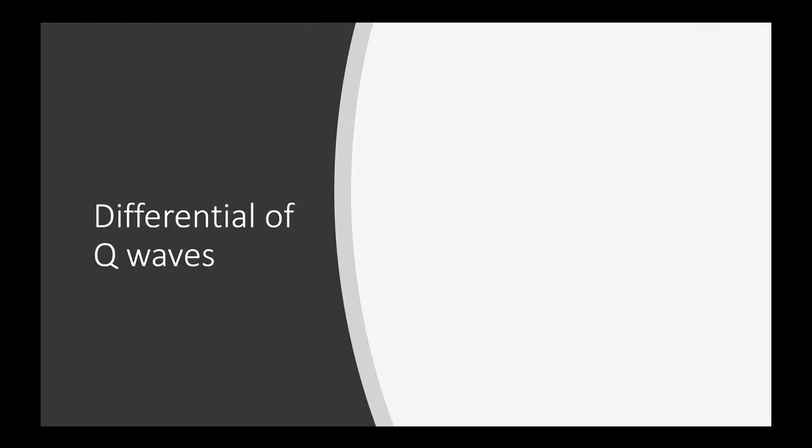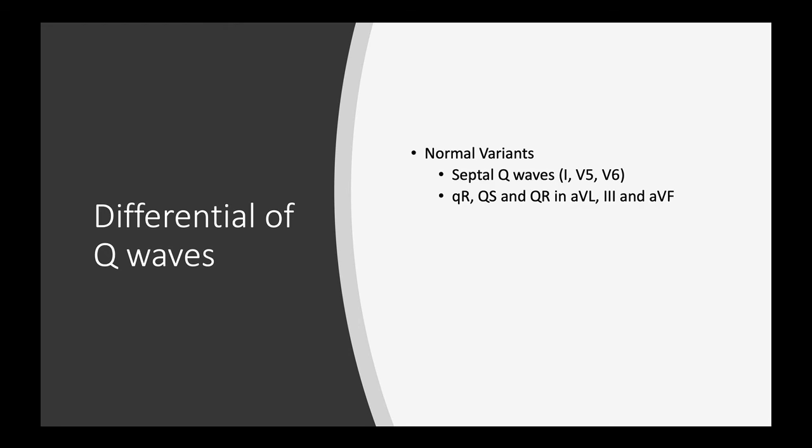What about your Q waves? What is the differential for Q waves? So we have normal Q waves which are normally seen in an ECG. Your septal Q waves can be seen in lead 1, V5 and V6, and you can get your small q big R pattern or your QS pattern or QR pattern normally in leads AVL, 3 and AVF. So you need to be aware of that. Myocarditis can cause myocardial injury and Q wave formation. Hyperkalemia causes Q wave formation. Ventricular hypertrophy and left bundle branch blocks also are causes of Q wave formation.